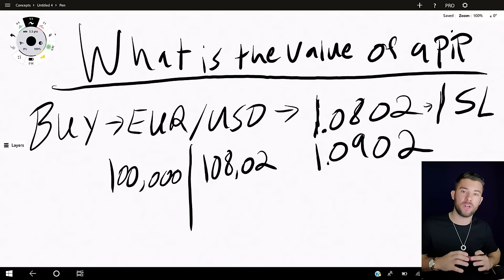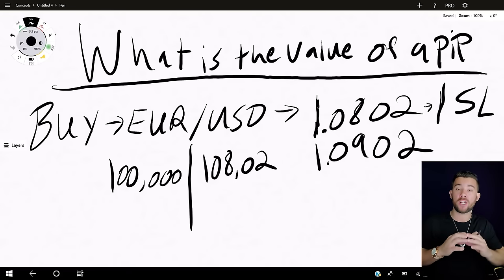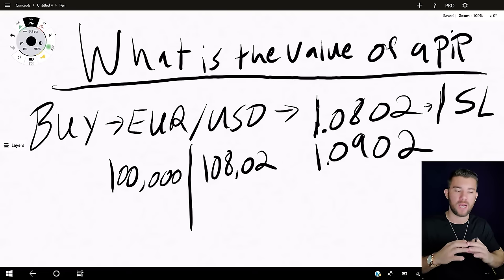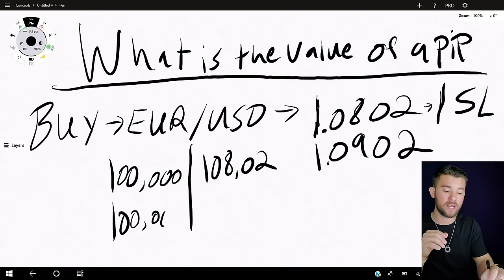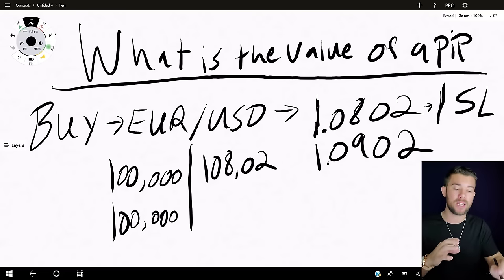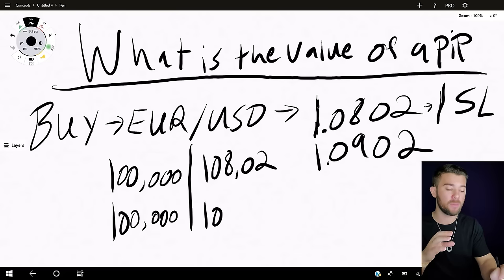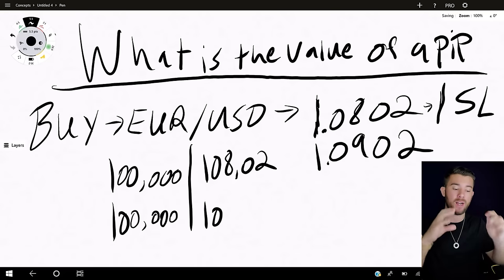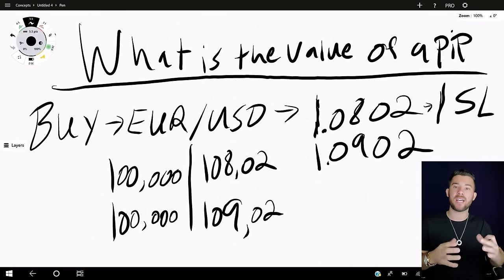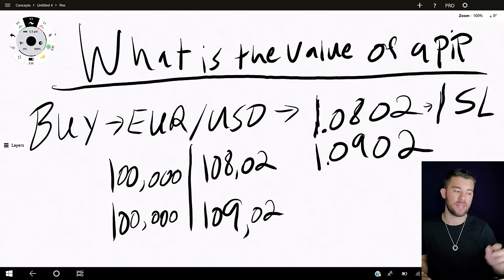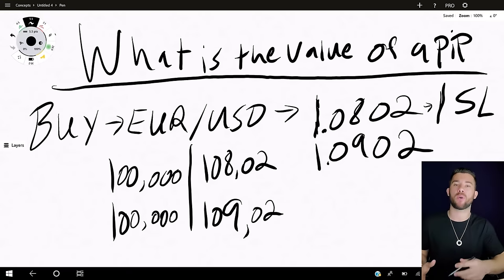Then you are holding that 100,000 euros waiting on the market to either rise or fall, waiting on the euro dollar to either rise or fall. In this case, you bought the euros and the market went up from 1.0802 to 1.0902, meaning that you still have the same 100,000 euros that you are holding, but now instead of them having a value of $108,002, they now have a value, because of the difference in the exchange rate. The exchange rate has gone up. They now have a value of $109,002. And that's where you're getting that $1,000 if you're trading a standard lot. So that's the way a pip works if you're trading a standard lot.